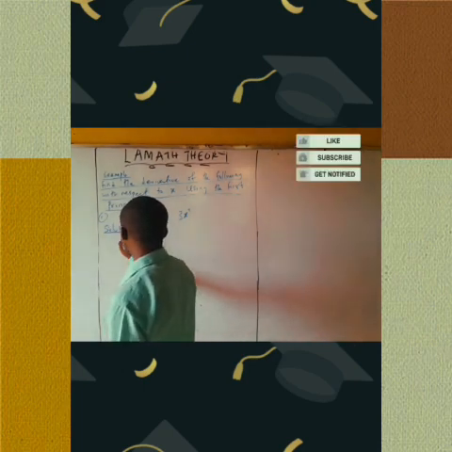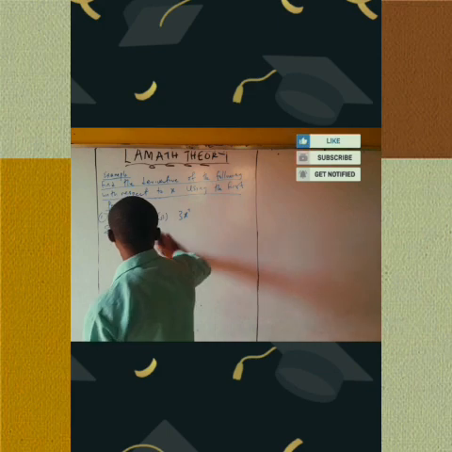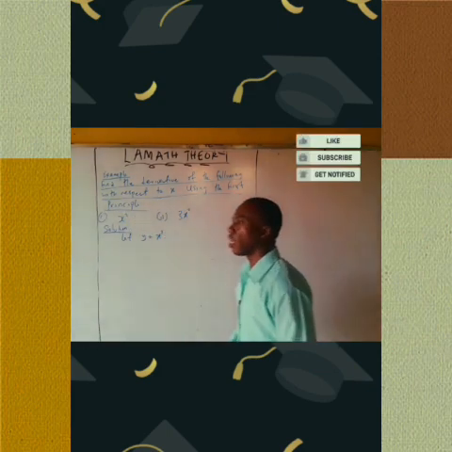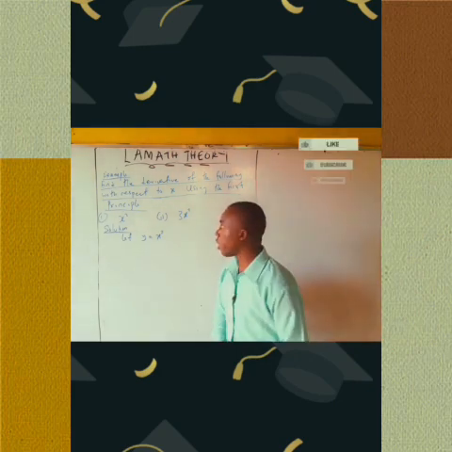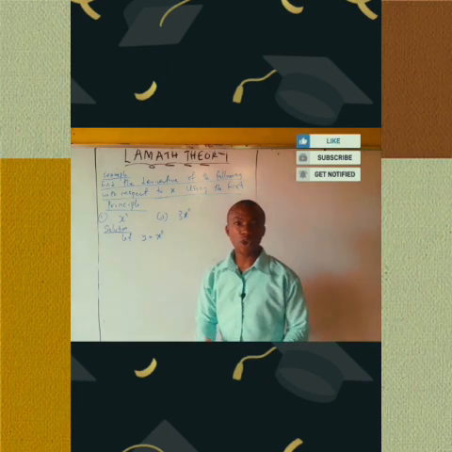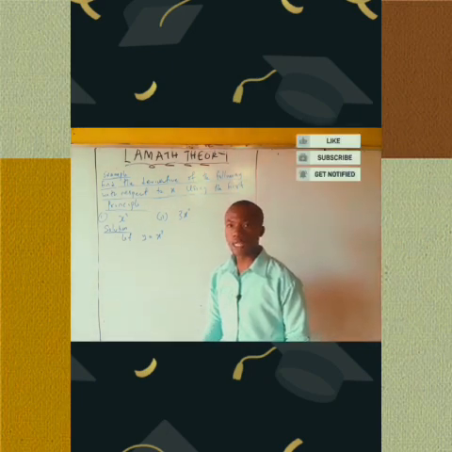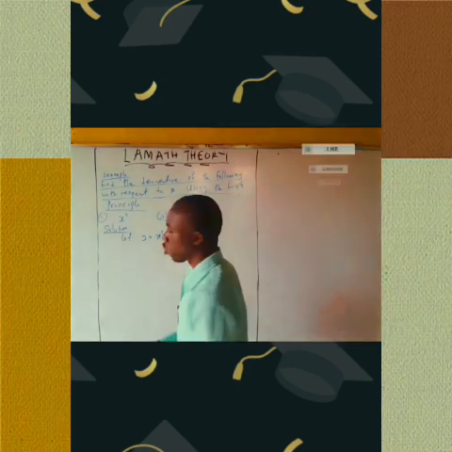Now let y equal x squared. Are we together? Let y equal x squared. So we can call that one equation 1. Are we together? Okay, let's call this one equation 1.